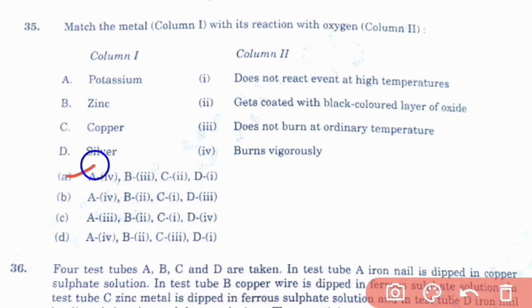So 35th question's correct answer is option number A, which means potassium burns vigorously. Option number B, that is zinc, zinc does not burn at ordinary temperature. And the next, that is copper, copper gets coated with black color layer of oxide, and the silver does not react even at high temperature. So option number A is the correct answer of question 35.